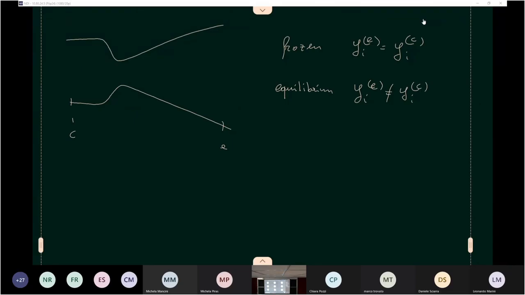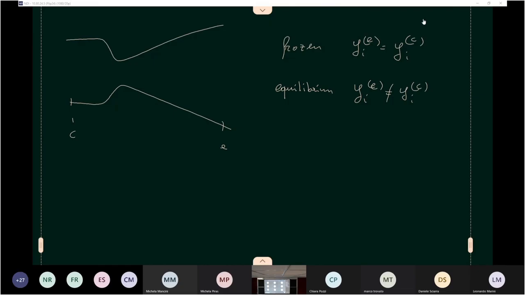So in both cases, we can assume that the phenomenon will occur adiabatically, without an exchange of heat with surroundings, and ideally, so with a slow change of composition in case of equilibrium, and with no change of composition in case of frozen flow. So we have already seen something like our frozen flow, which is the ideal nozzle, which is an isentropic process. The equilibrium process can be considered also isentropic, because, you know, we have seen that this is a reversible process, there is no heat exchange with surroundings, and so it is isentropic too.